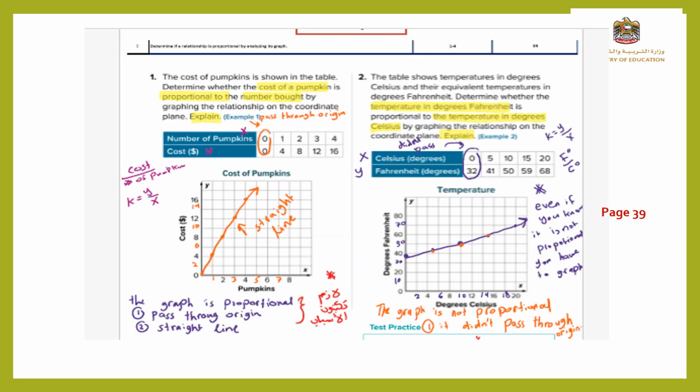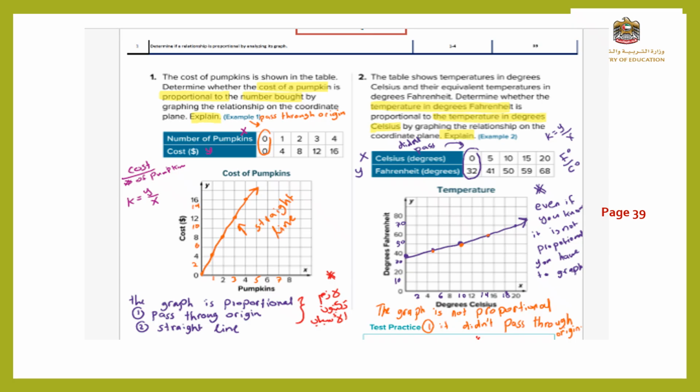So look here. Here they have asked you to draw the graph. So the table is given there. The first one 0, 0. Then 1, 4. 2, 8. 3, 12. 4, 16. So they asked you whether this is a proportional relationship. In this graph also they may ask you whether it is a proportional relationship or not.